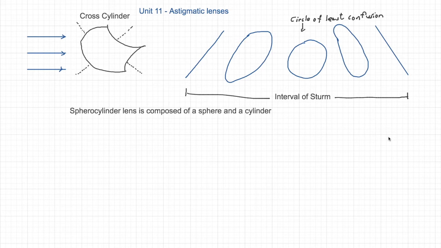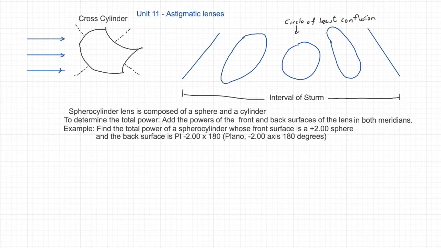You can also have what's called a spherocylinder, where a sphere is combined with a cylinder lens. So to determine the total power of a lens, you add the powers of the front and back surfaces of the lens in both meridians, the axis meridian and the meridian 90 degrees away. So here's an example. You want to find the total power of a spherocylinder whose front surface is a +2 sphere, and the back surface is plano -2 axis 180.